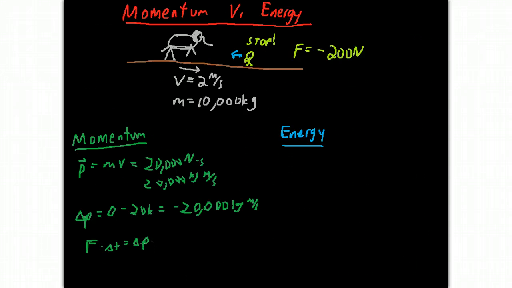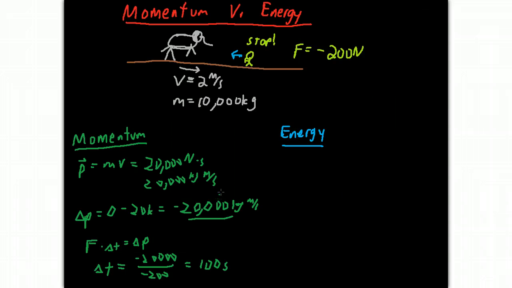We can rearrange this so that we're solving for time. So the time involved would be the change in momentum divided by the force, which is just going to be 100 seconds. So it will take a total of 100 seconds for you to stop an elephant with 20,000 kilogram meters per second of momentum.